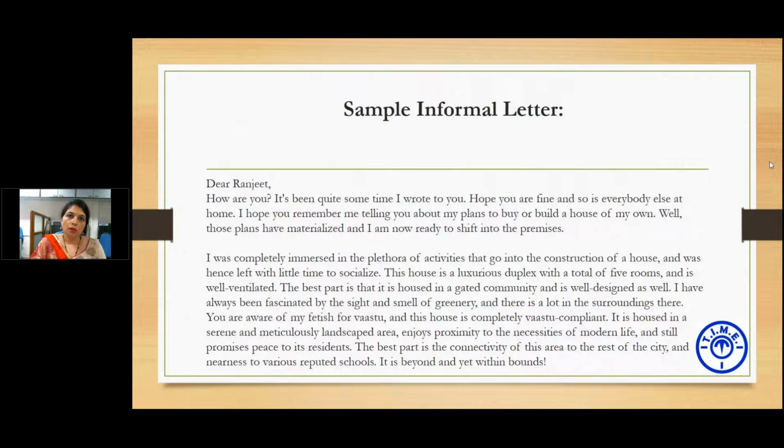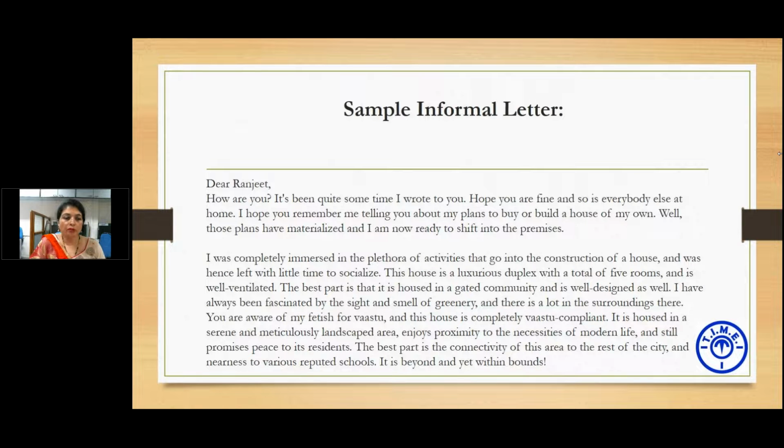So you see, this person, because probably he shares a very good rapport with his friend, he's describing everything that has gone into the construction of the house, describing the house itself. I have always been fascinated by the sight and smell of greenery, and there is a lot in the surroundings there. So the description of the house ends, and then you change the paragraph.